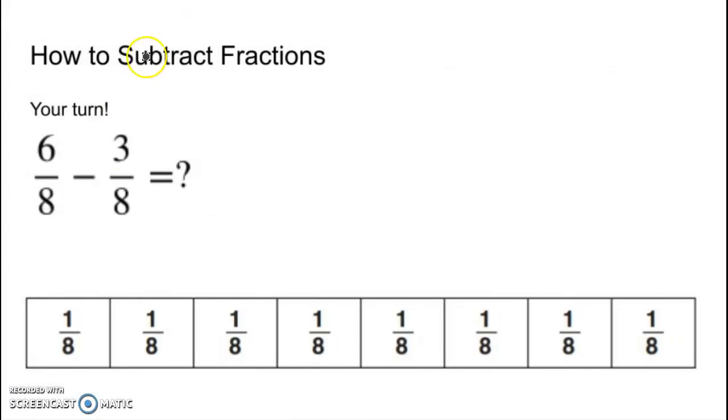All right, let's look at another example, and this time it's your turn. Go ahead and pause this video and use your fraction strips to see if you can solve this problem. When you're done, play the video and we'll do it together.